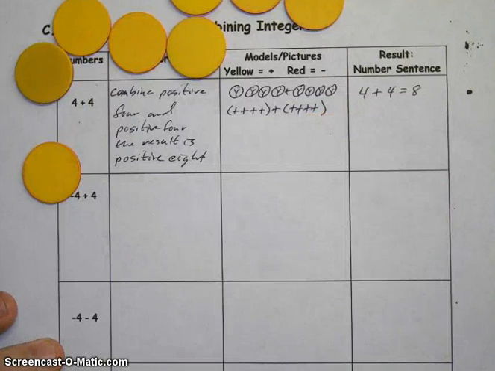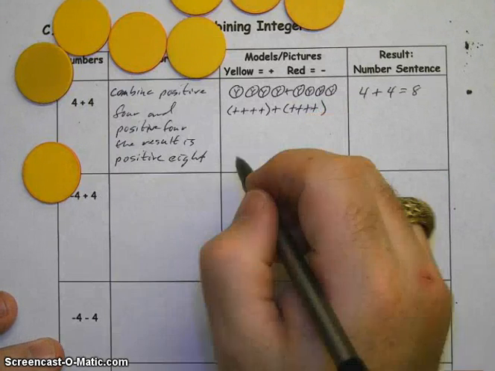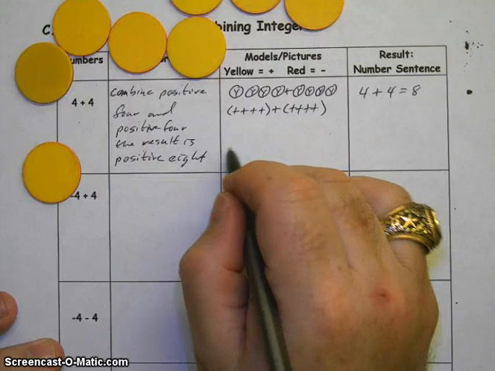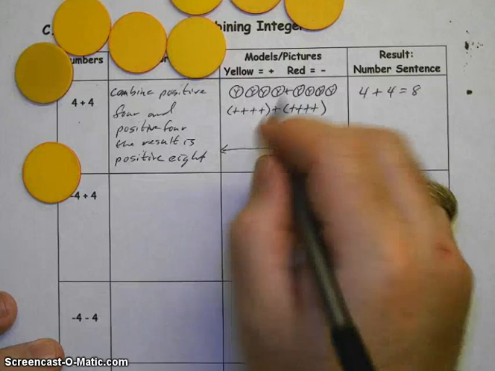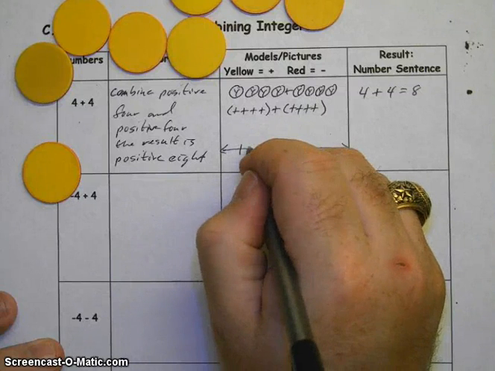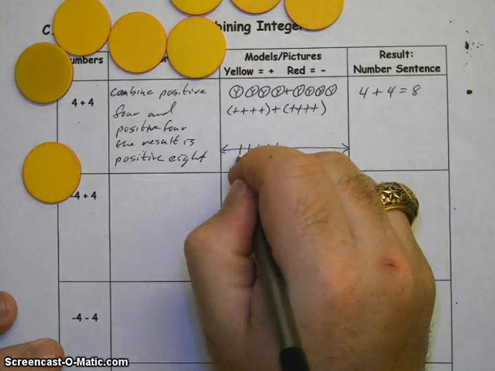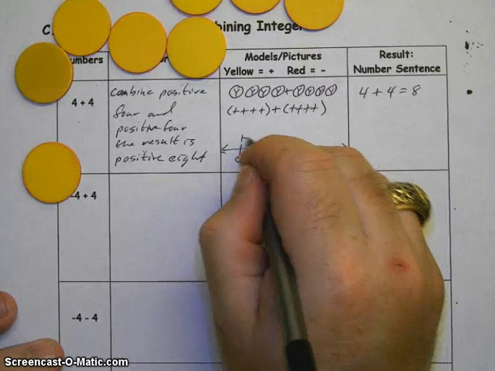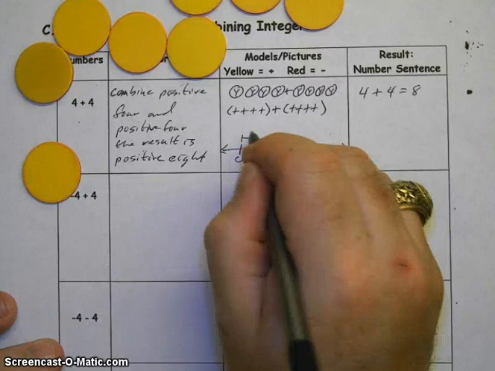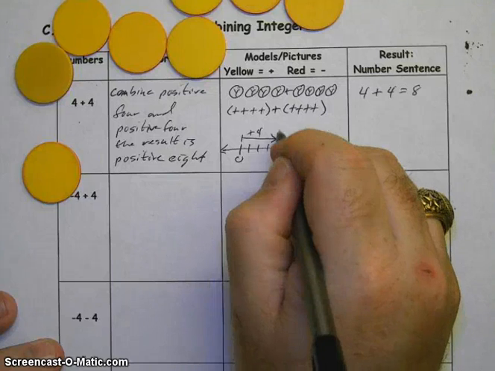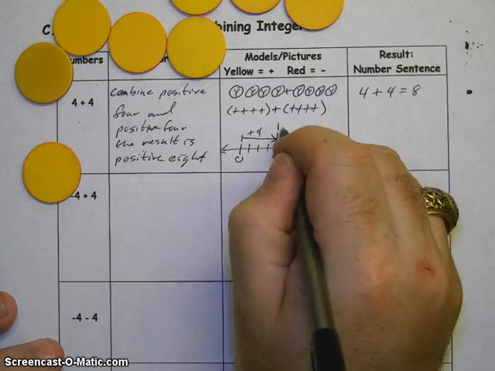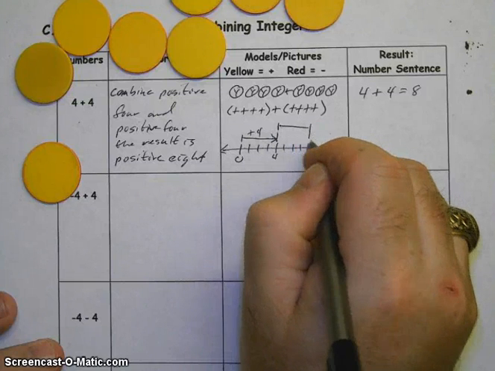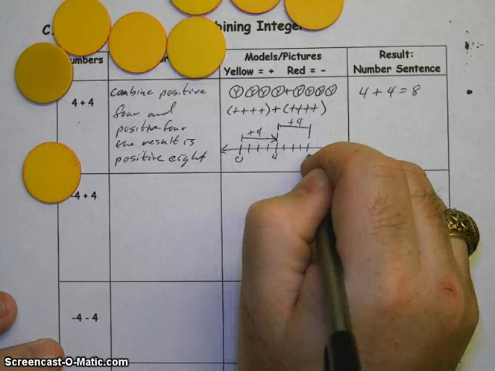Okay. Third way we can represent it is on the number line, and they show this on the STAAR test. Not TAKS, we don't do TAKS anymore. We start at 0, 1, 2, 3, 4, and go to positive 4, and then you go from there, and you go another positive 4, you end up at positive 8.